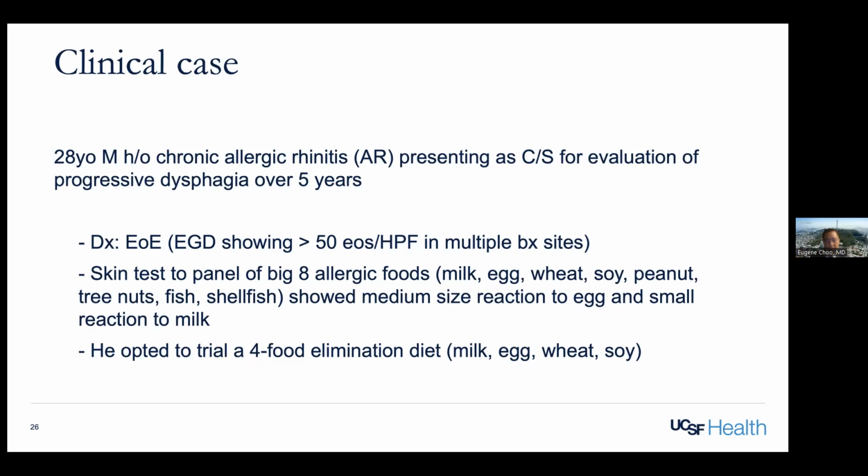After a lot of discussion with the patient about pros and cons and how much disruption he was willing to tolerate in his dietary life, he opted to try the 4-food elimination diet and felt that would be more sustainable than the 6-food, which would have added having to also avoid seafood and nuts.